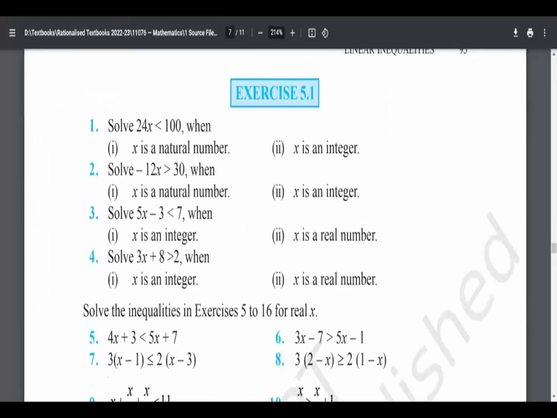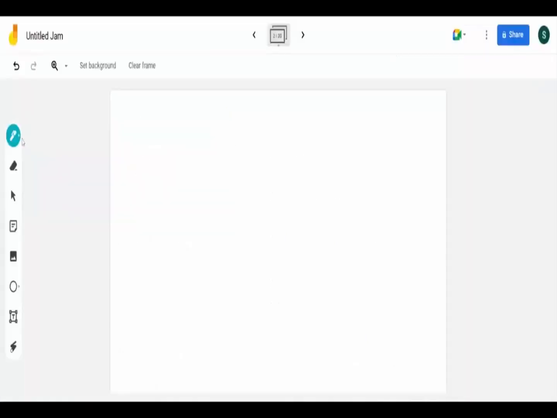So the next question is kind of similar, that is minus 12x is greater than 30. So if we divide by minus 12, we have to change the sign. So this is a rule. If we divide or multiply by negative numbers, we must change the sign. So x, changing the sign, is less than 30 by minus 12. This is minus 2.5. So x must be less than minus 2.5.